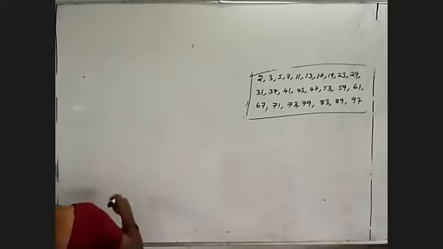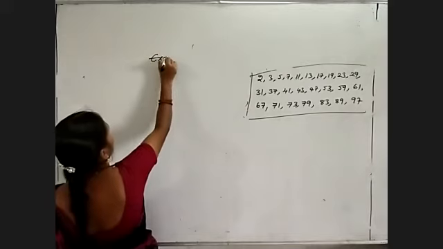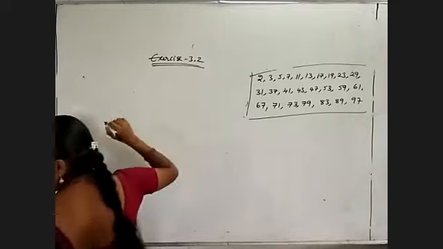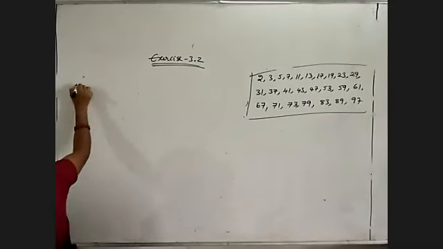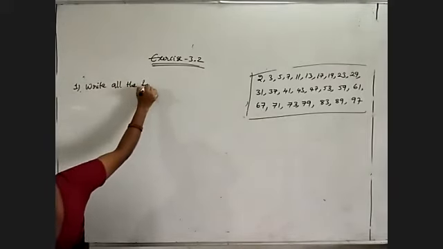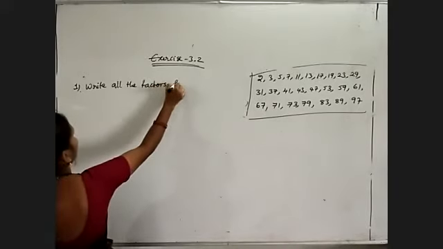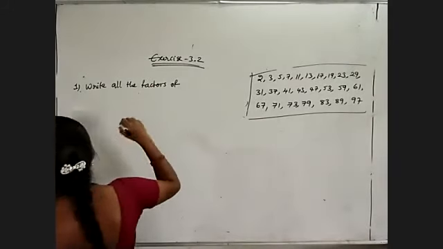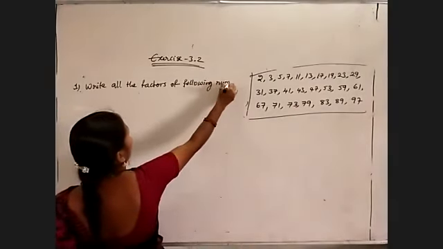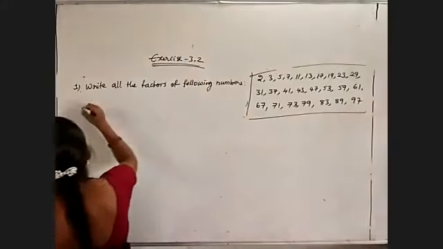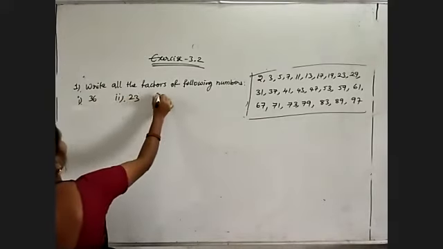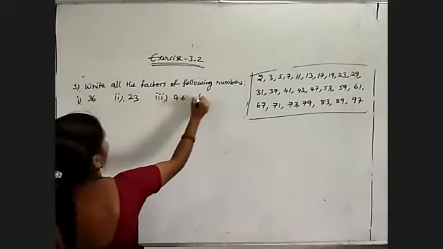Okay, now let's start exercise 3.2. Here only we will get so many questions. Now my first question: write all the factors of the following numbers. So my first number is 36, second one 23, third one 96, fourth one 150.